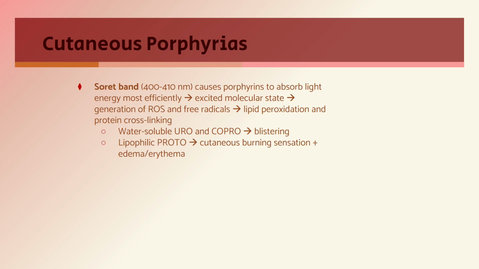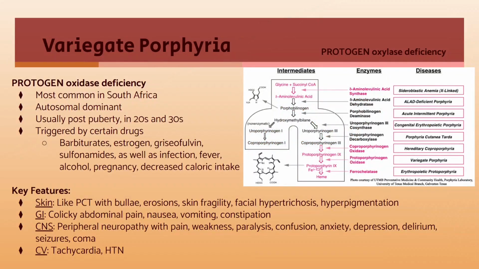Now, there are two water-soluble porphyrin precursors, urobilinogen as well as coprobilinogen, that can cause the blistering, and then lipophilic protoporphyrin can cause the cutaneous burning sensation as well as the edema and erythema.